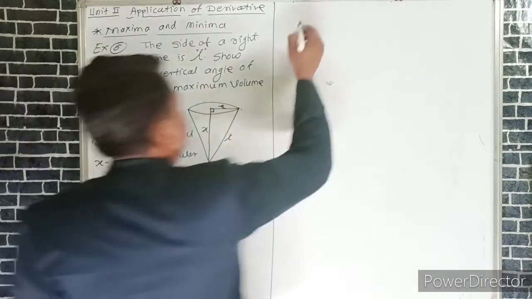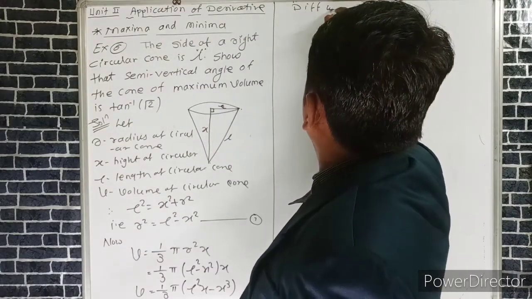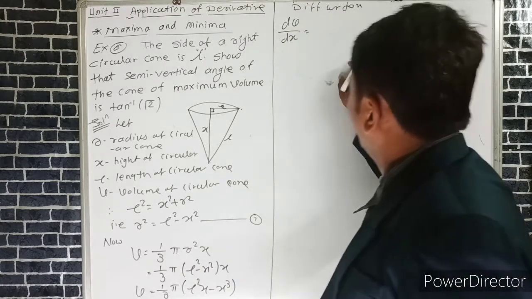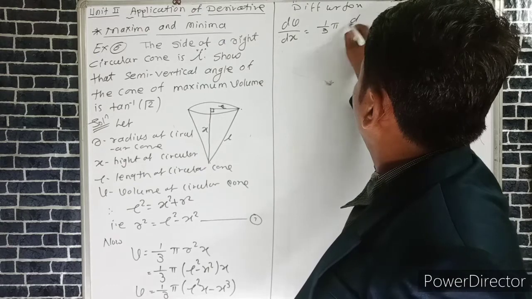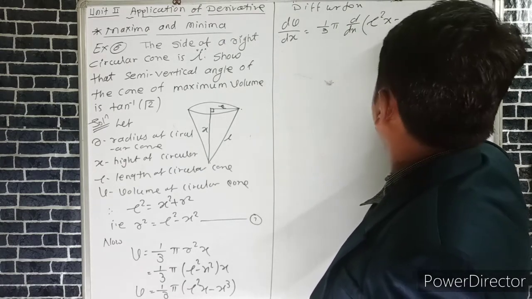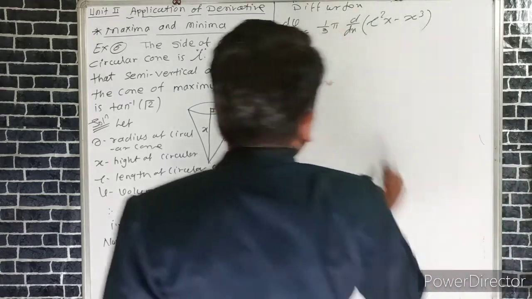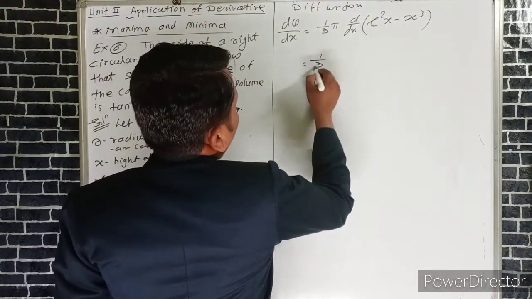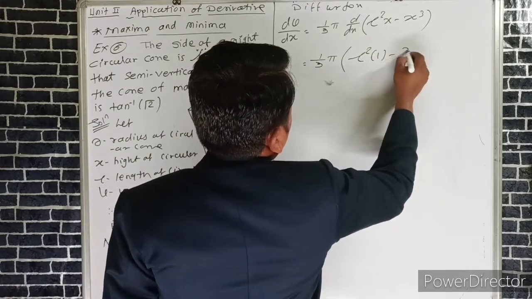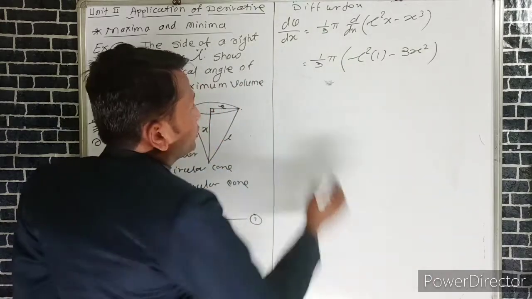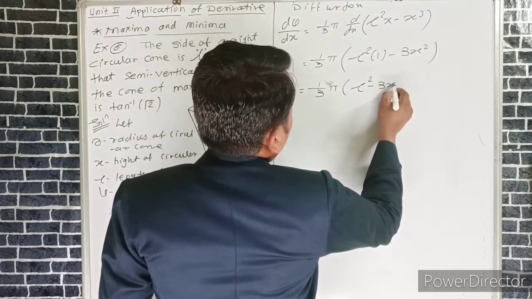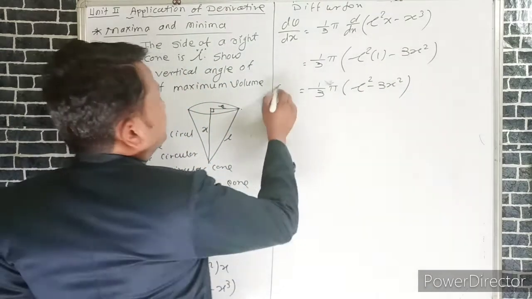If we differentiate V with respect to x, we can write dV upon dx is equal to 1 by 3 pi, which is a constant, times the derivative of L square x minus x cube. Taking L square as constant, the derivative of x is 1, so we get L square into 1 minus 3x square. So dV upon dx is 1 by 3 pi into L square minus 3x square.